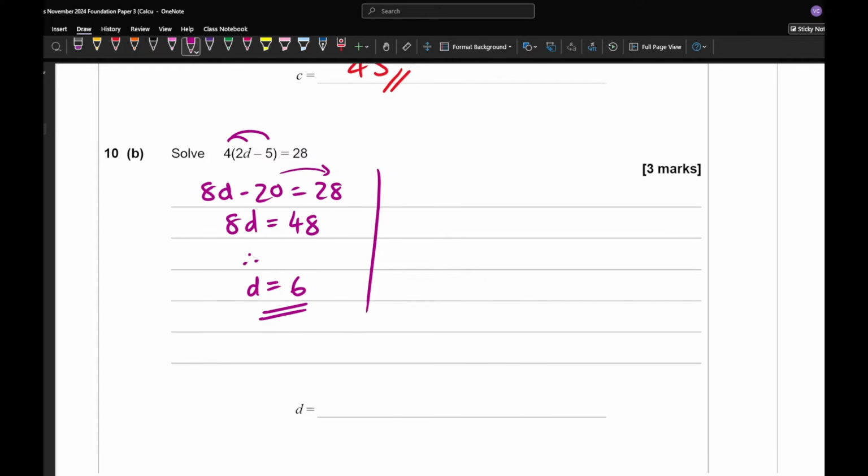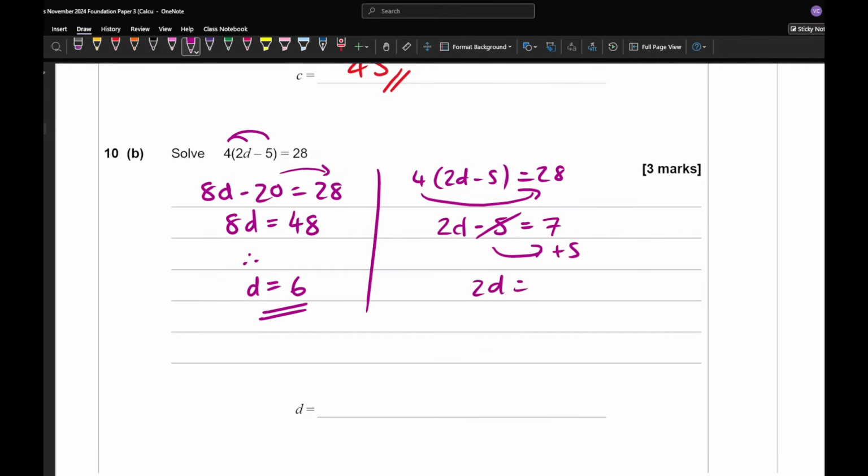Now alternately, what you could also do is, if I just write out this question again, you can get rid of the 4 by dividing by 4. So 2d minus 5 is going to equal 7. Then we add the 5, which gives me 12, and then I divide by 2, in which I get the exact same answer, so d equals 6.